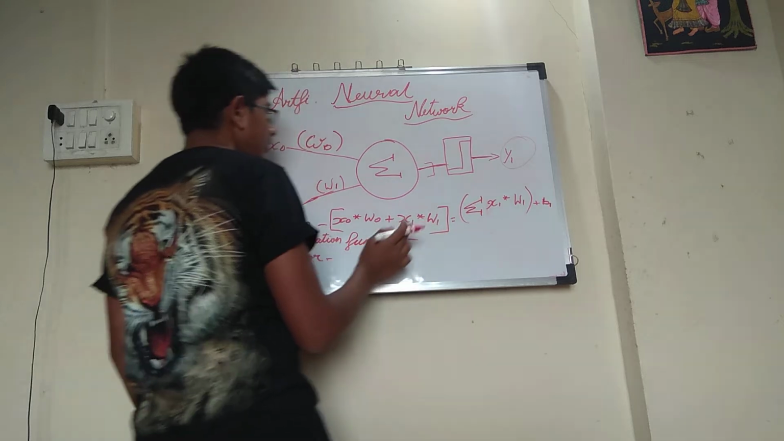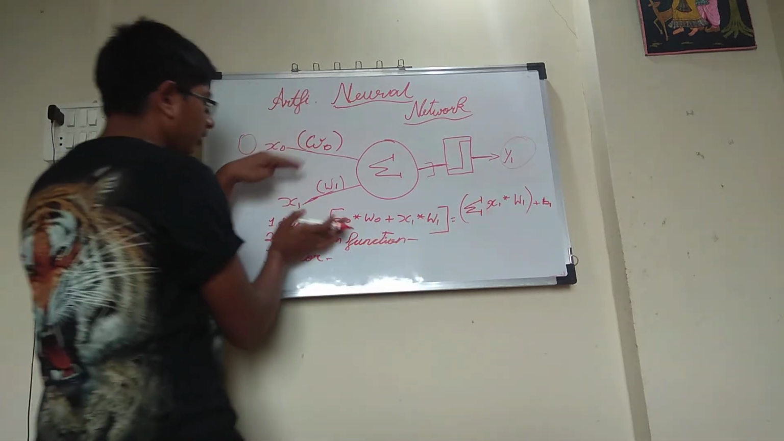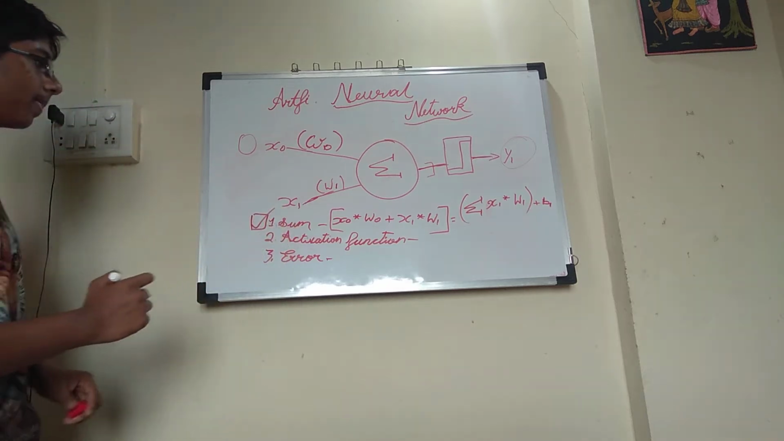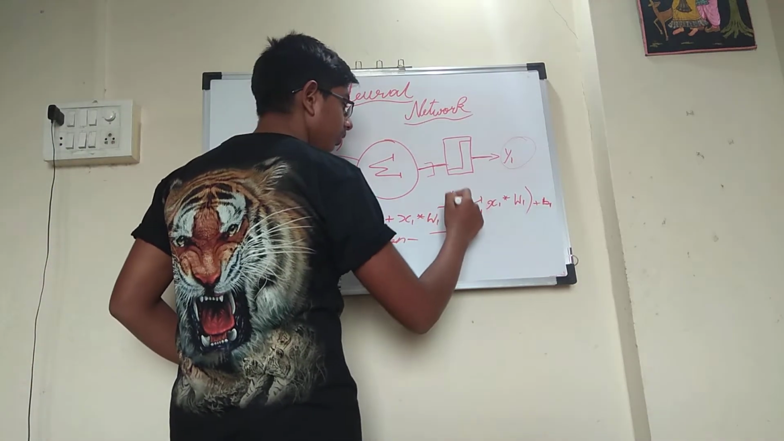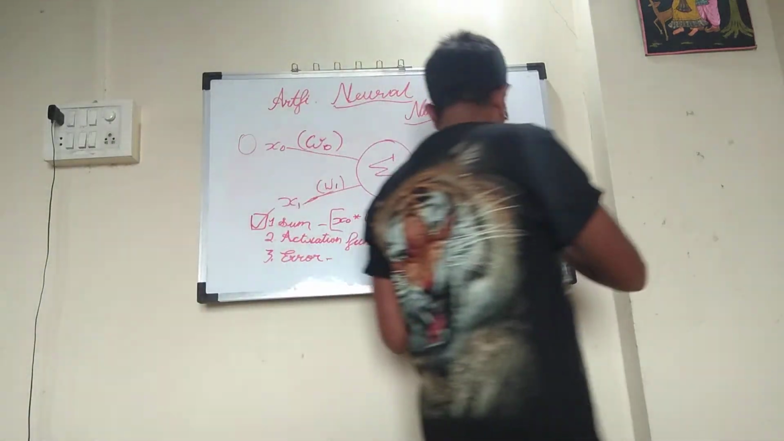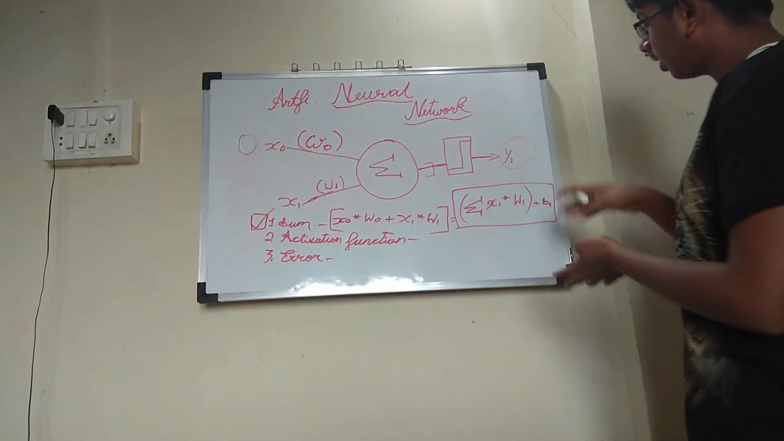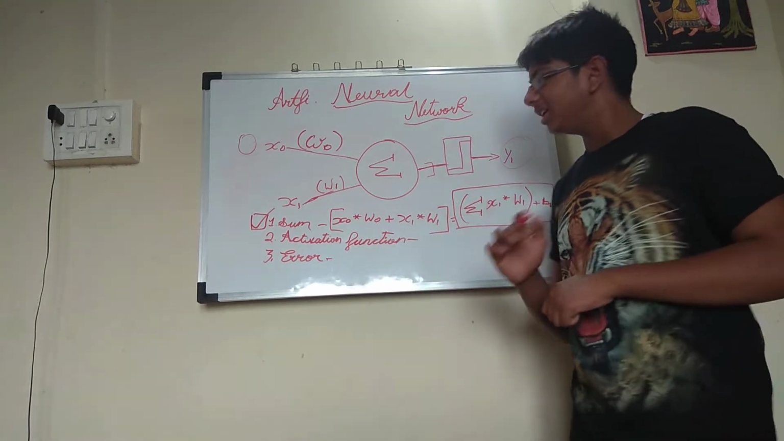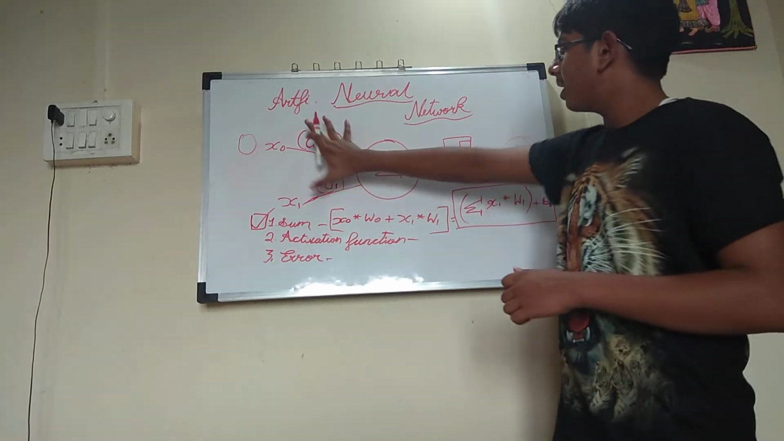That's it. So we are done with the sum. So we are done with the procedure of sum, right? What is a sum? It is this formula right over here: sigma of the inputs times weights, added to a bias. That's it, and we are done with the sum.